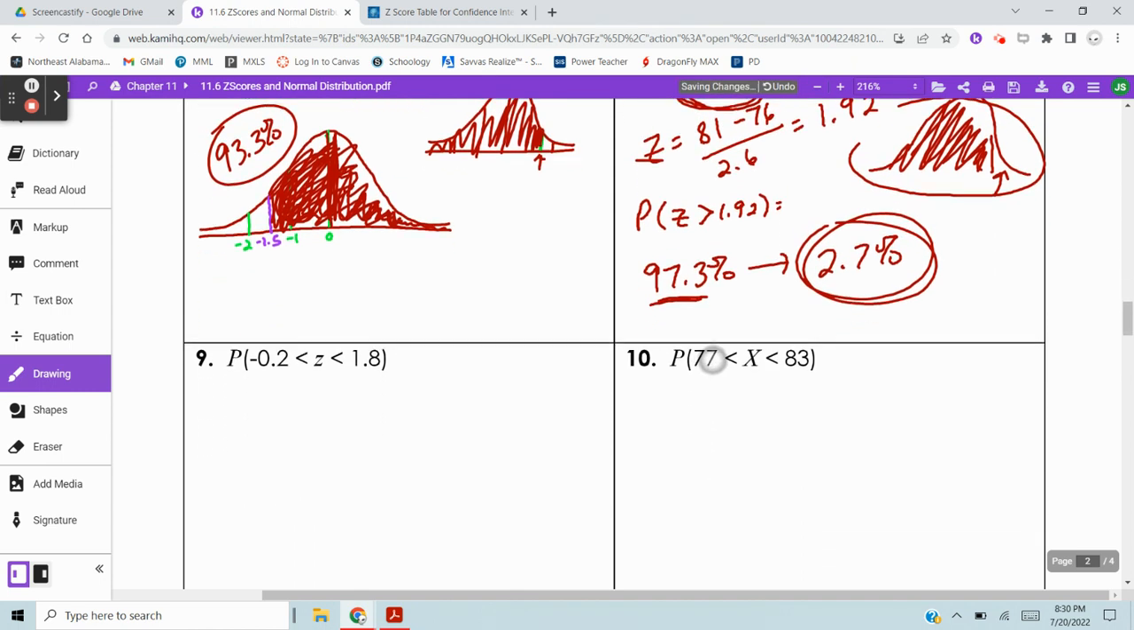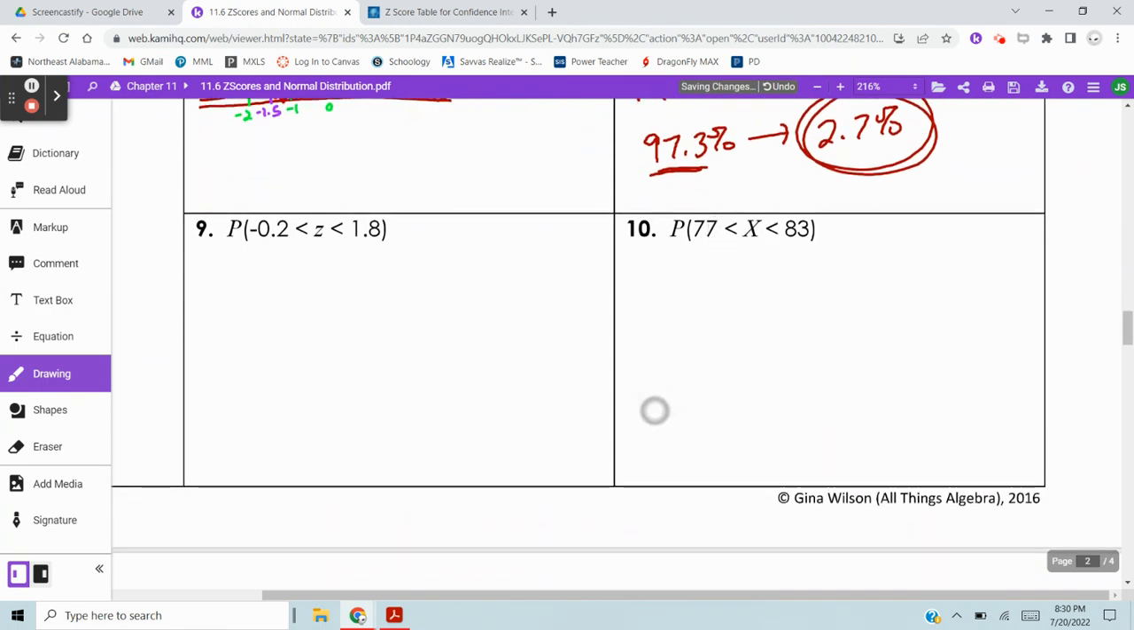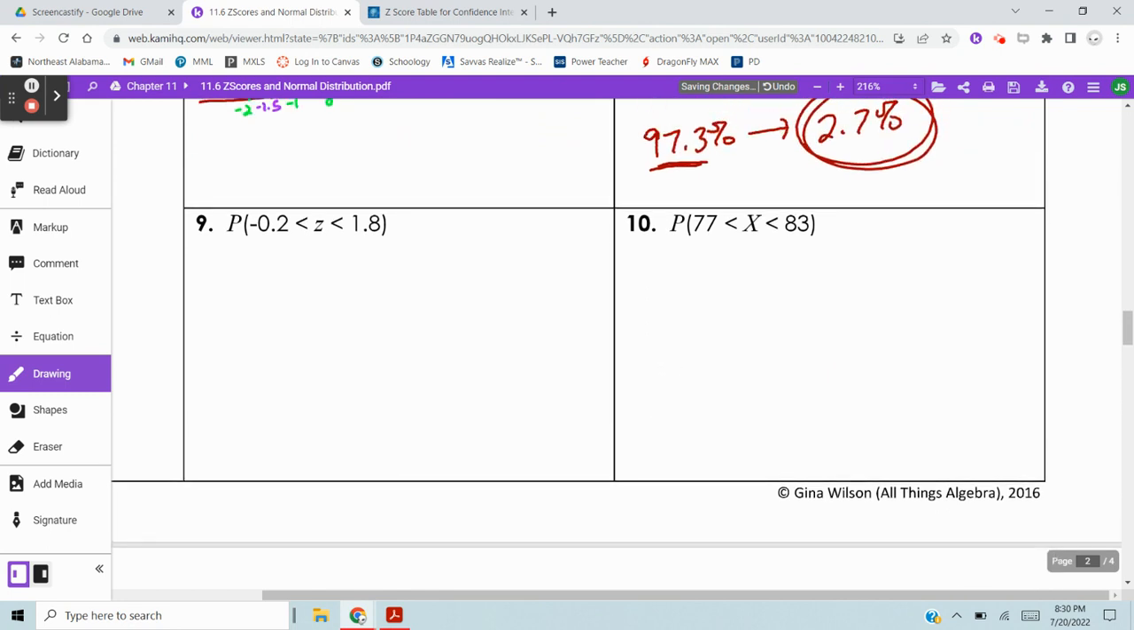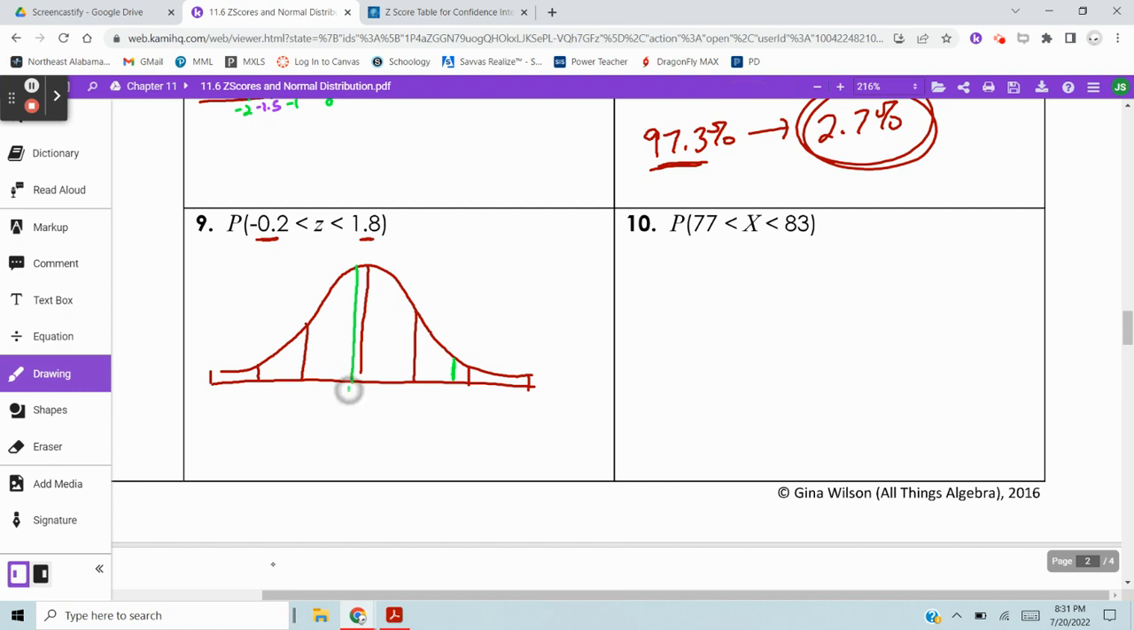Okay, now we'll work some sandwich problems here, to where we've got what's the probability that our z-score is sandwiched between negative 0.2 and 1.8. And I've drawn a picture of this. Here's our standard normal curve, and we're wanting to know the probability that we're between 0.2, which is right here, and 1.8, which is nearly two standard deviations away.